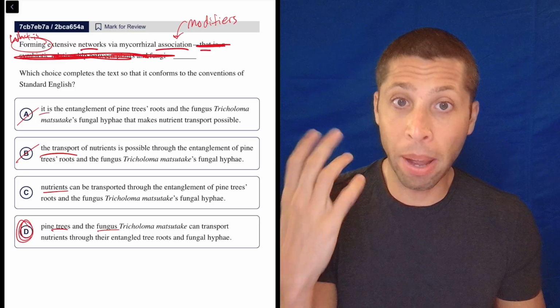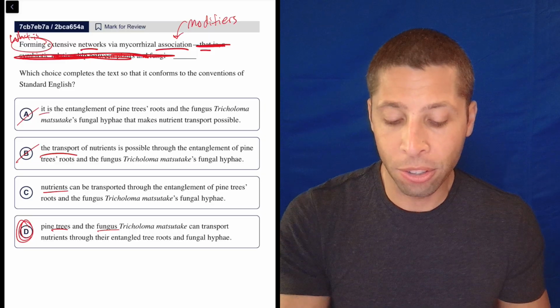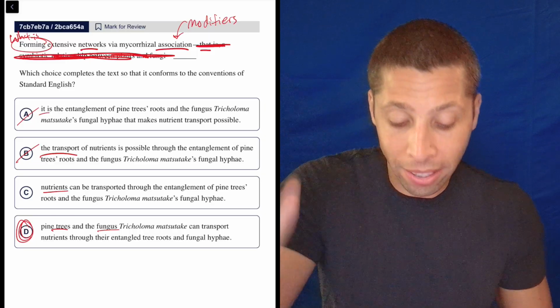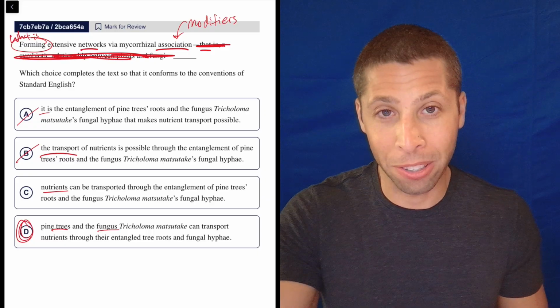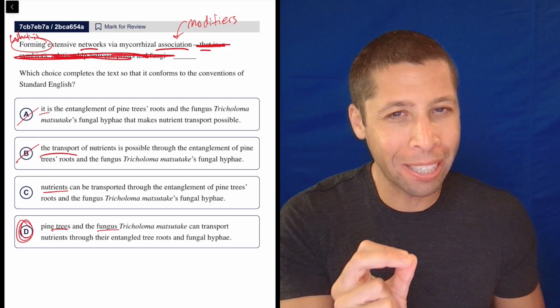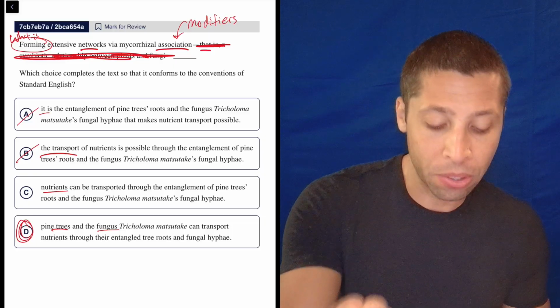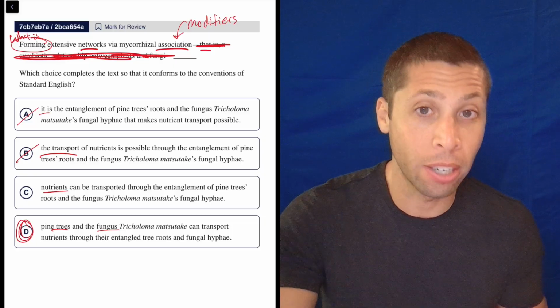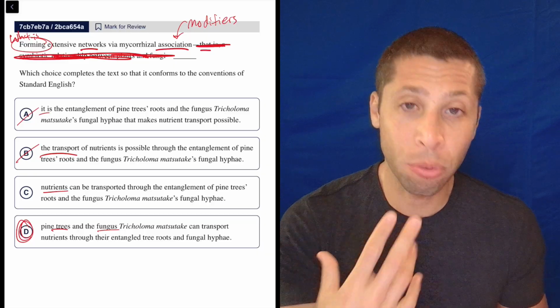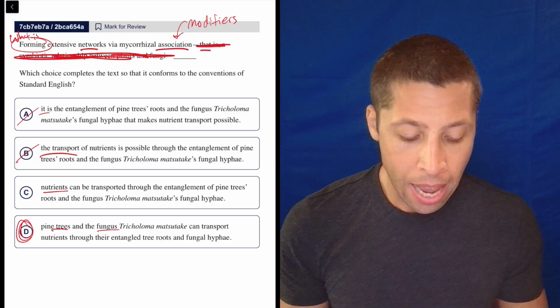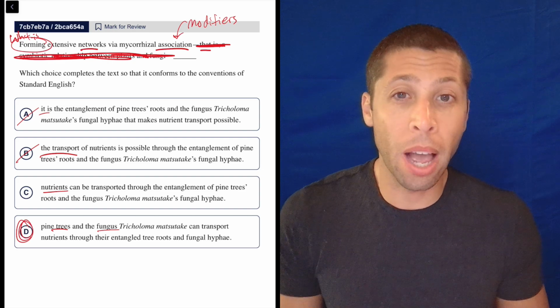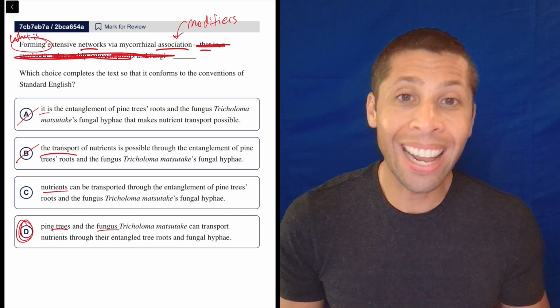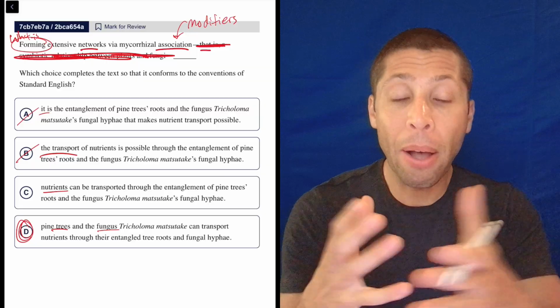So notice my turning of this into a question is just putting a what is in front. What is forming extensive networks? If I really wanted to change it to make it a little bit cleaner, I would say, what forms extensive networks via this association? Yes, the trees and the fungus form those networks. So that's what makes it really clear to me that it's got to be D. I'm not really reading these other choices beyond the first word or two. It's not about the rest of the words. It's about those first few words.